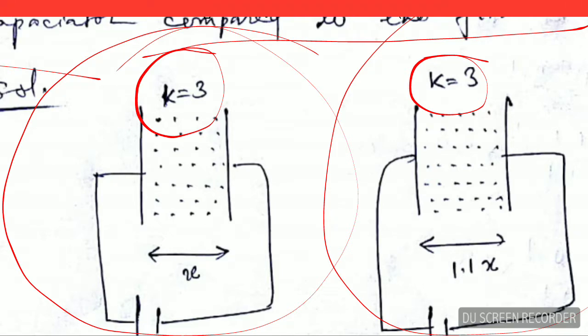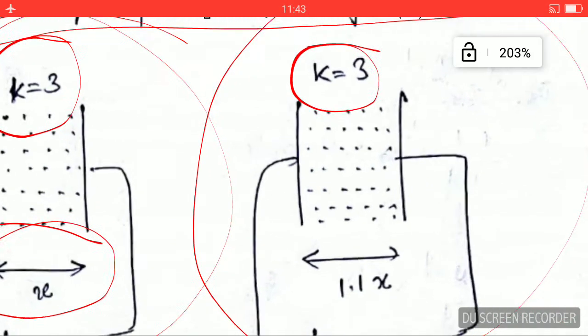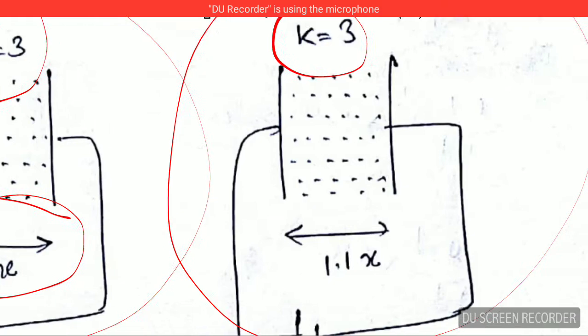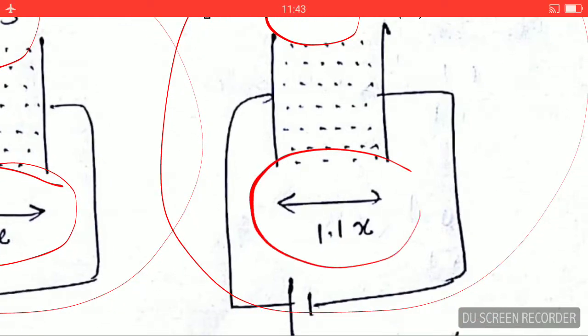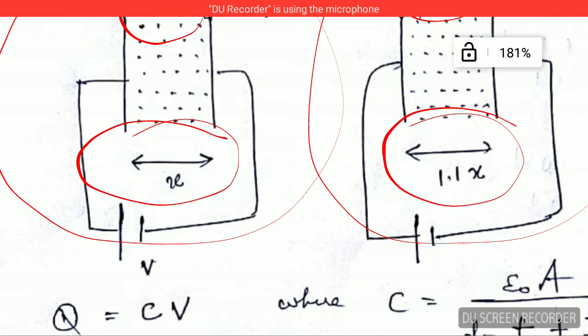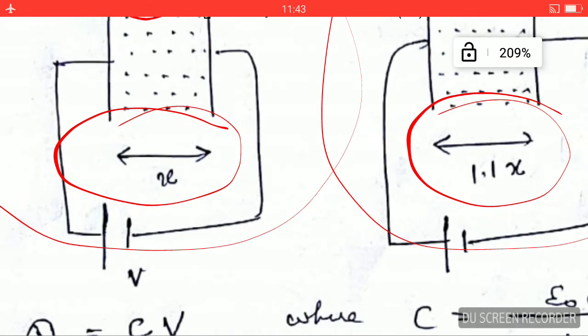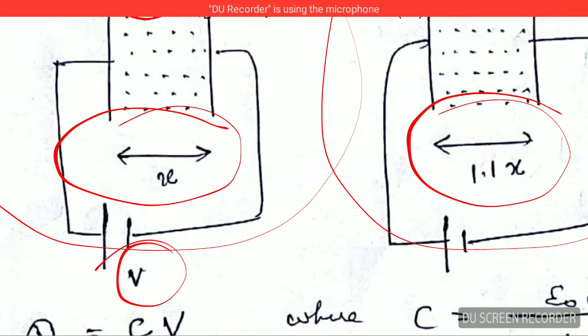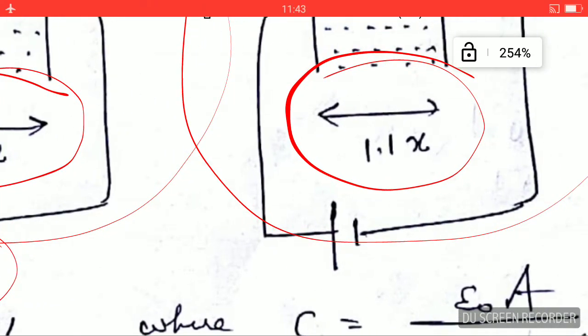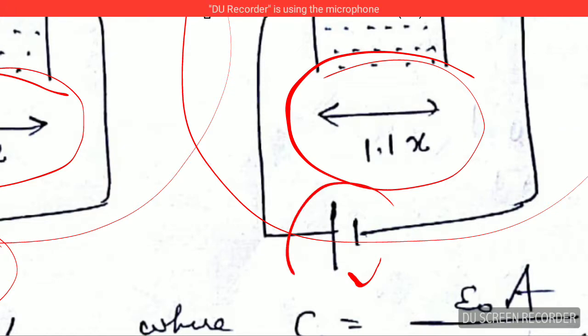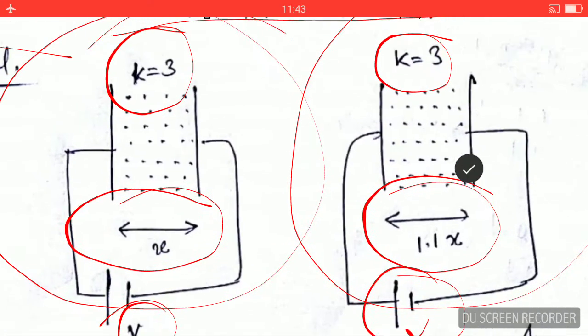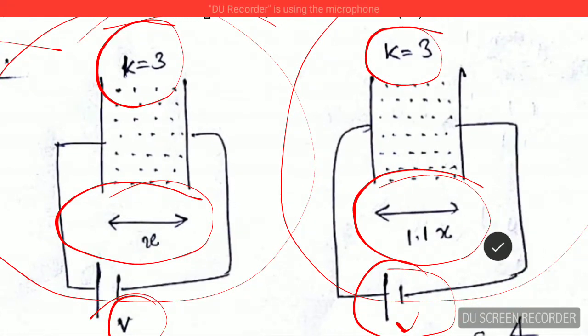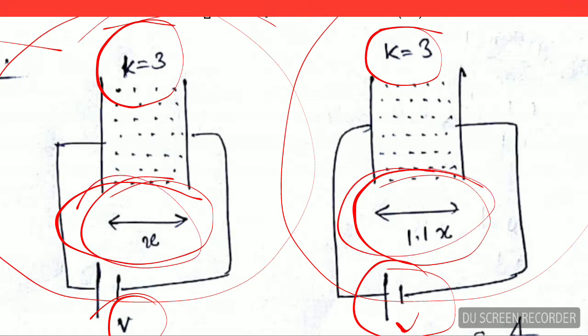Then they have given us the distance between the plates. For the first capacitor the distance between the plates is x, and for the second capacitor the distance between the plates is 1.1x. Both the capacitors are connected to the same voltage V. So the voltage given to the capacitors on both sides is the same, that is V. These capacitors are almost similar, with only one difference: the distance between the plates. For this one it is x, and for this one it is 1.1x.